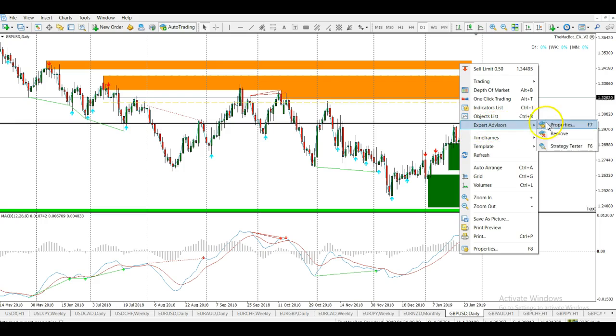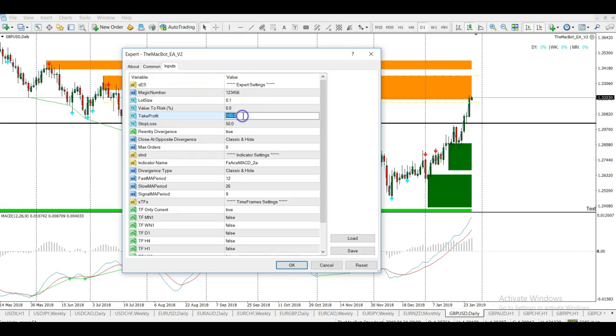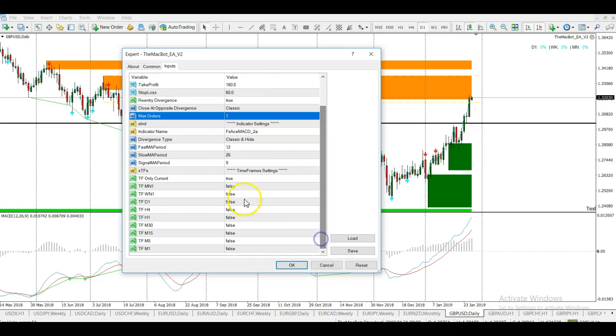Again, expert advisors, properties. We're looking to short the market here. Allow live trading. Inputs. Again, we had 180, so I'm just going to do 160. And stop loss is 60 pips. Close it up as classic. And put one here.